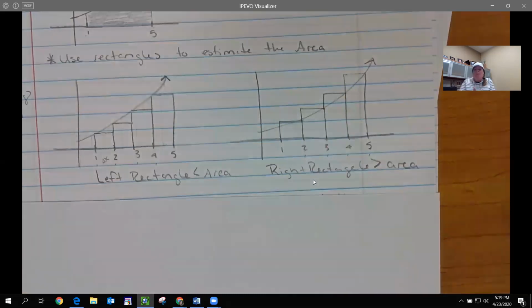Start with the second number, draw your rectangle up, go over. That is a right rectangle because you started on the right of the first little space, right? So if you start on the left, the first number, then it's a left rectangle. If you start on the second number, it is a right rectangle. And I can start anywhere I want.